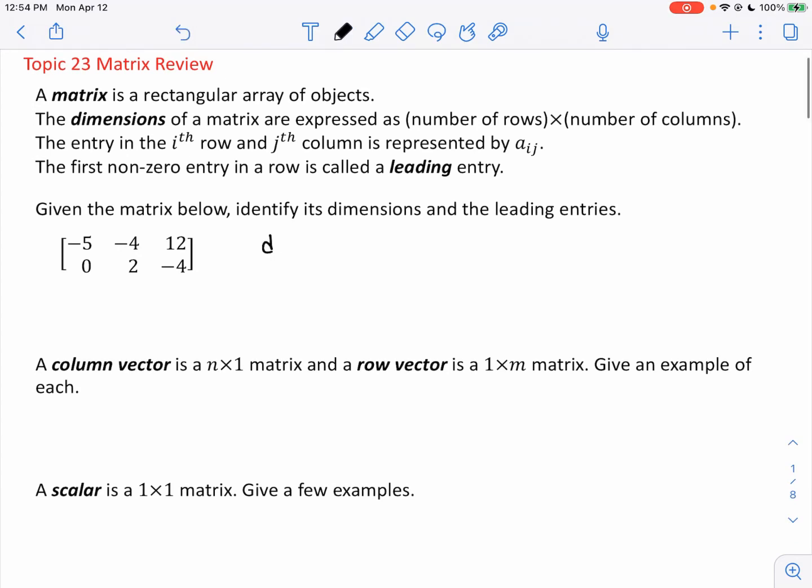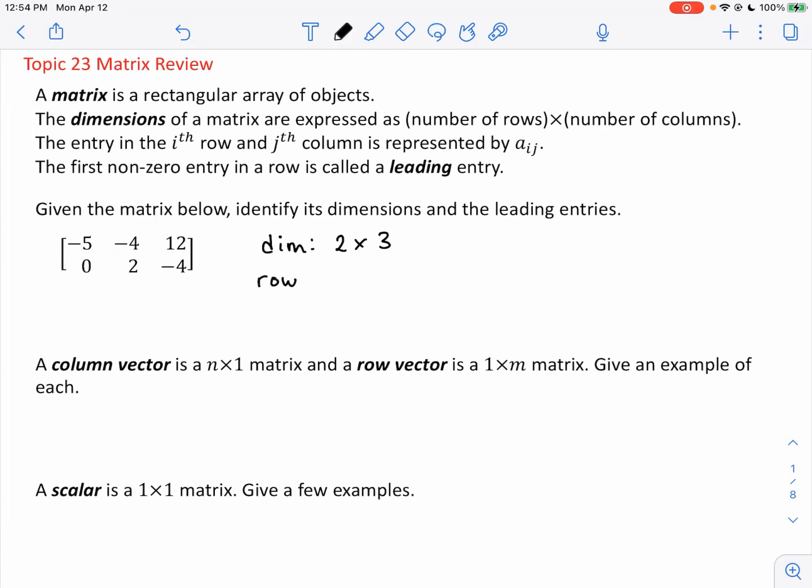So the dimensions of this matrix: it has 2 rows and 3 columns, therefore it is a 2 by 3. Because there are 2 rows, there are going to be 2 leading entries. Each row has its own leading entry. So look at the first row right here. The first non-zero, looking at the row left to right, is that -5.